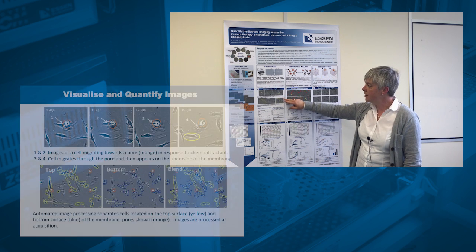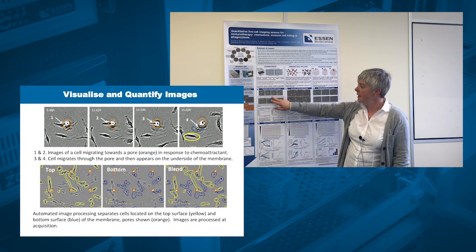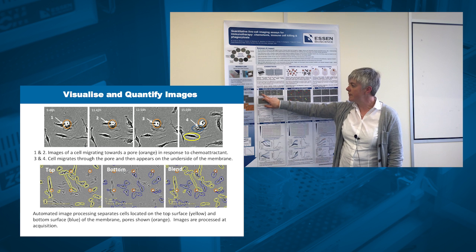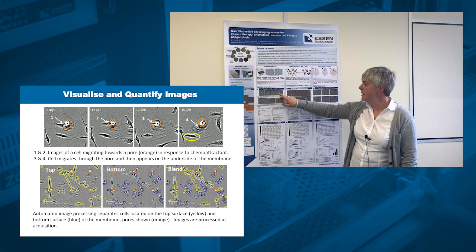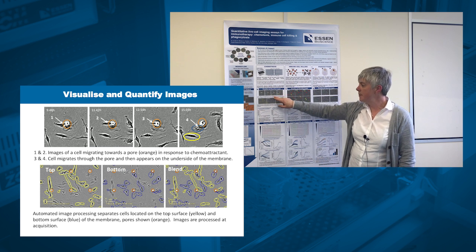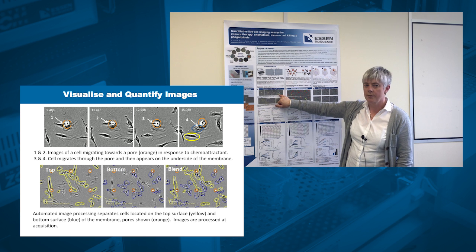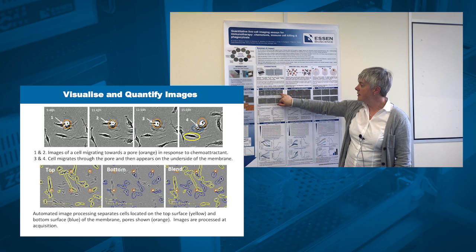The images down here just show you a cell that is moving across the surface here towards the pore, which is circled here in orange, towards the chemoattractant. As the time goes along here, you can see the cell is moving into the pore and then eventually appears on the underside. These particular images are taken from the top side. So the cells that are nicely in focus here are cells on the top side of the membrane, and the cells which are a little bit more blurred here are actually cells on the bottom side of the membrane.